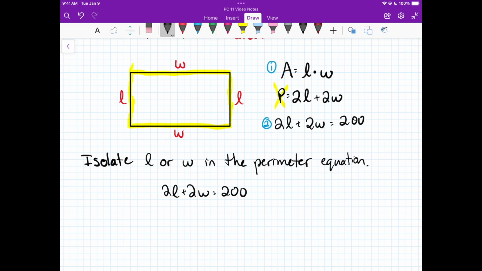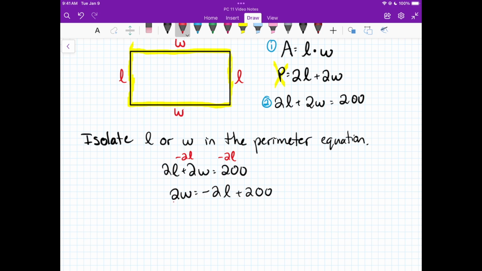So I'm going to solve for, let's say, the width. So I'm going to subtract 2L on both sides. Which gets me 2W equals negative 2L plus 200. And then I just need to divide by 2. Remember to divide all your terms by 2. So I've got the width equals negative L plus 100, which doesn't seem like it's really accomplished much. It's just a different equation.